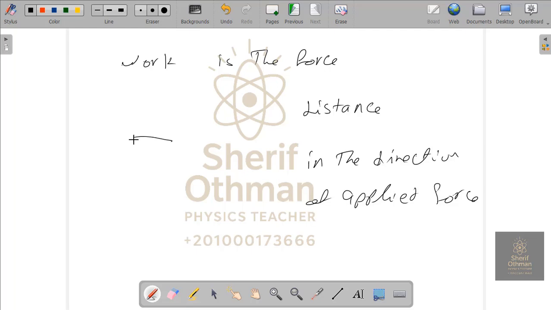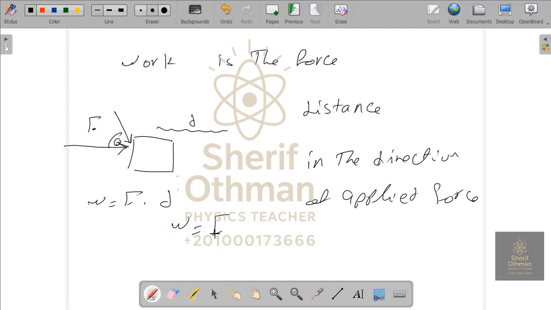So, if I have an object and a force applied on this object, the work done is equal to the force applied multiplied by the distance or displacement moved by this object. But if the force is applied in a direction which makes an angle theta to the direction of motion, the rule will change into work equals F multiplied by D cosine theta.